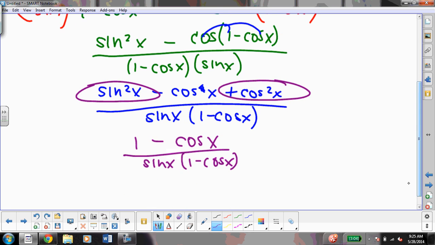Remember, when you have a rational, as long as you have the same thing on the top and on the bottom, you can reduce it or cancel it out. The 1 minus cosine of x will cancel with 1 minus cosine. I'm left with 1 over sine of x, which is the cosecant, which is what I was working towards.